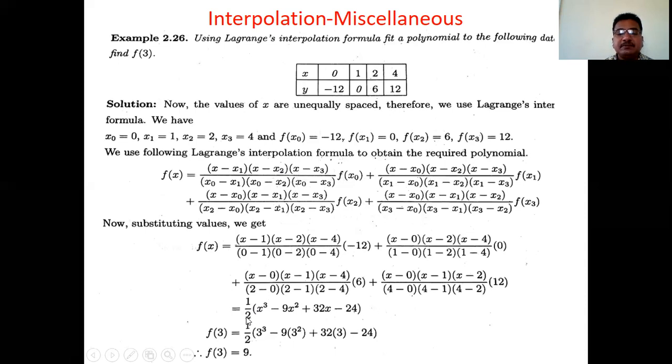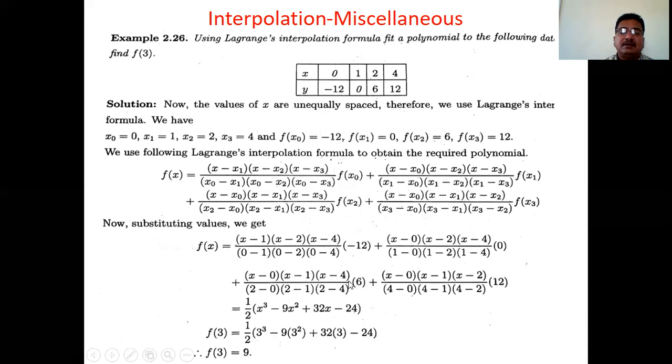That is, if we substitute x as 0 in this polynomial, then we get the answer minus 12. If we substitute x is equal to 1 in this polynomial, 1 cube is 1, minus 9, 1 square is 1, and then 32 into 1. So if we add and subtract all these numbers, we get the answer 0. If we substitute x is equal to 2, then we get the answer 6. If we substitute x is equal to 4 in this polynomial, then we get the answer 12.